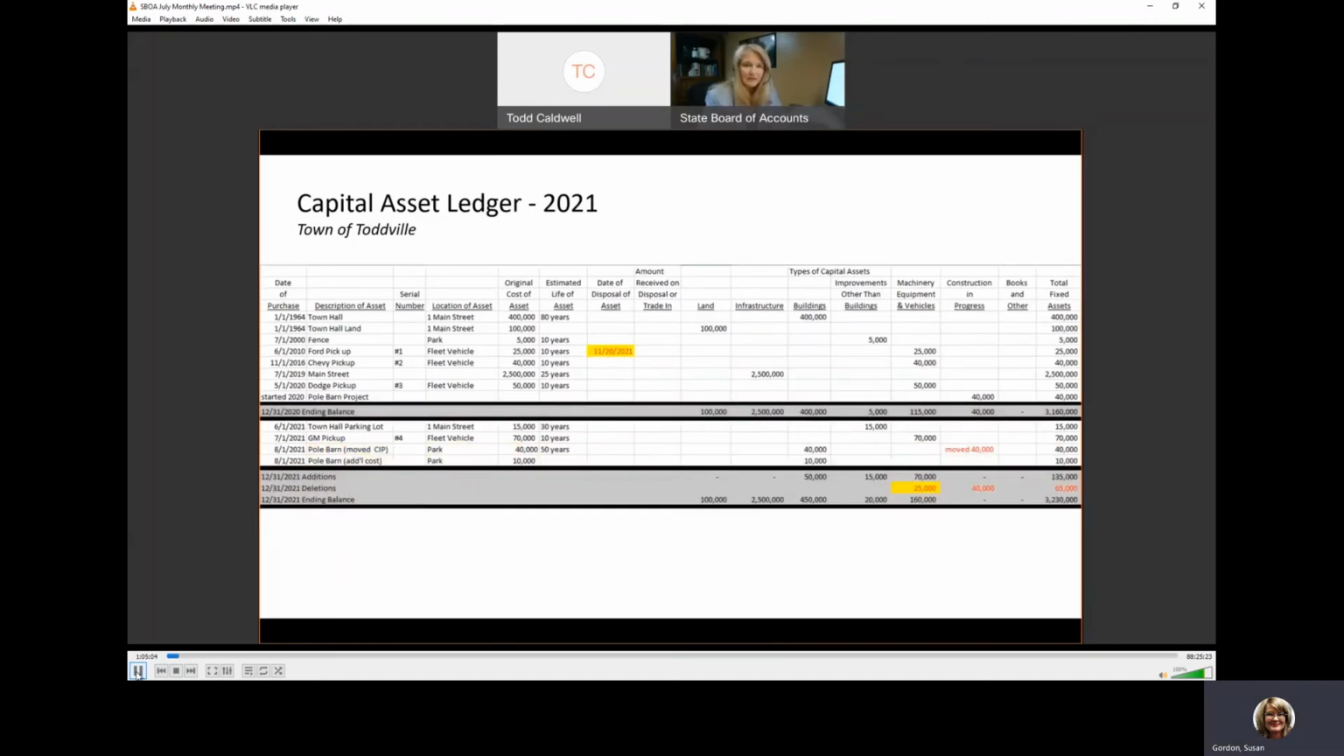Okay, and on the next slide, in 2021, we sold our #1 pickup. So you can see that I had to go down in my total lines, which again are not part of the form, but it would be fine if you wanted to do that. I had to go down and take off the historical cost for that truck. I had to put that in my deletions, or also called reductions, column for the year because I sold that pickup.